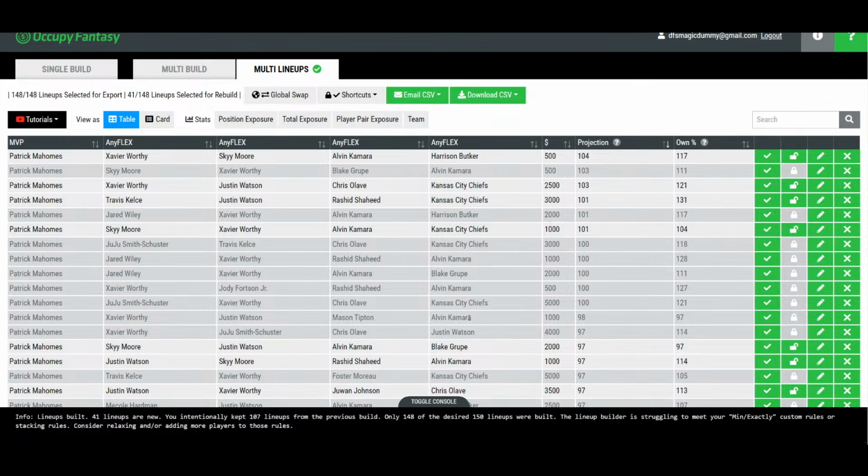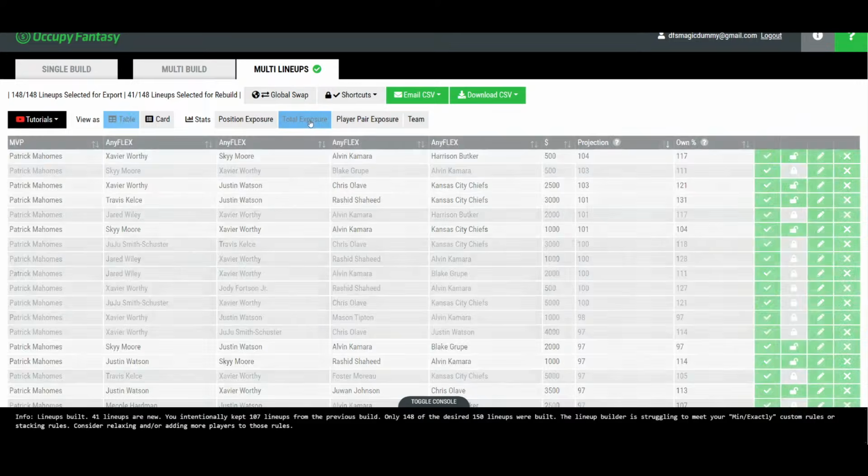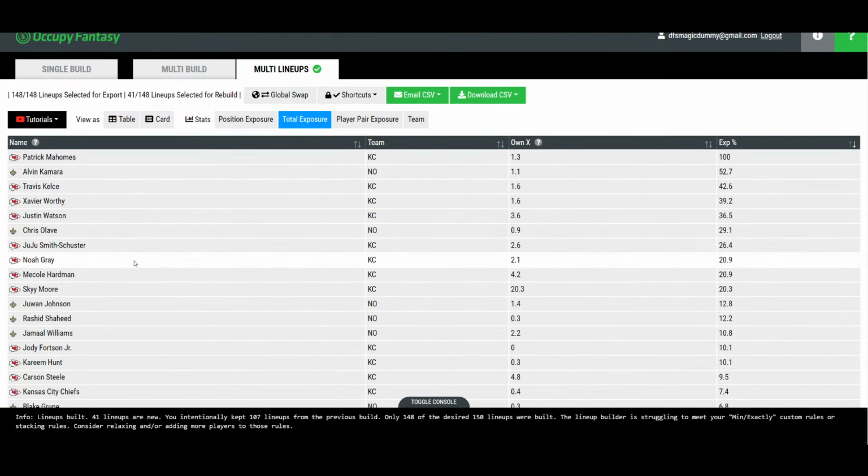All right, cool. We're almost there. 150, we can raise a little bit of exposures here. We'll get to it, 150, no problem. We'll look at our total exposure. This looks a lot better than what it did before.